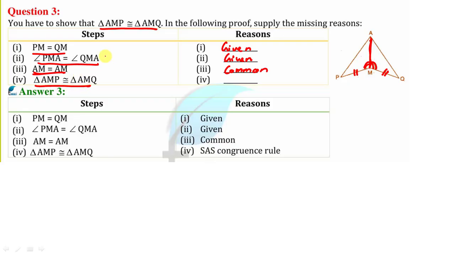Last is triangle AMP is congruent to triangle AMQ. By which criteria? There are two sides equal and one angle equal. So the criteria is SAS criteria, or SAS congruence rule. First two are given, third is common, and last is your SAS congruence rule.